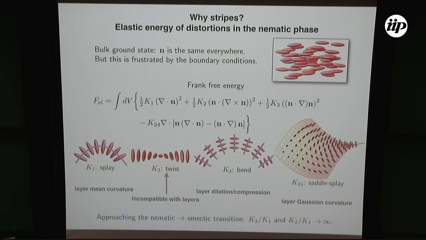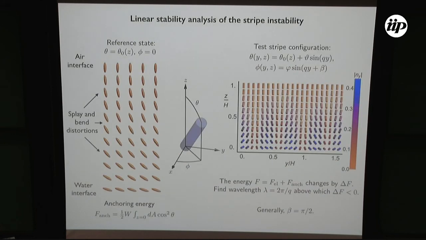So as we approach the nematic to smectic transition, there's a divergence of the ratios, k3 over k1, bend to splay, and k2 over k1, twist to splay. Now, in this initial nematic geometry from the hybrid boundary conditions, we already had splay and bend. There was no twist there originally, but there was splay and bend, and the bend is going to be increasingly an energetic problem. So I can do a linear stability analysis and ask when are stripes energetically favored, at least in linear stability.